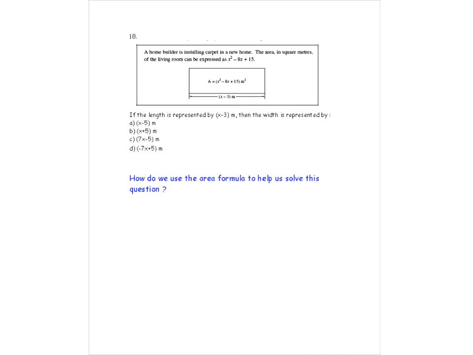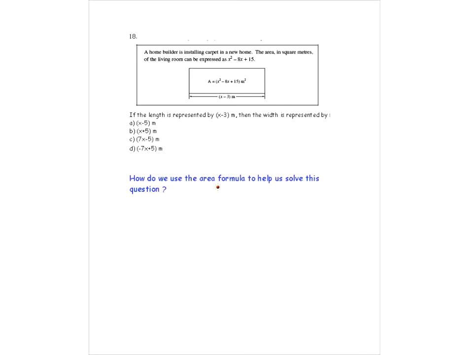All right, so here's one that might be a little bit more challenging. So this one says, a home builder is installing carpet in a new home. The area in square meters of the living room can be expressed as this here. Okay, so this is a trinomial. So it says if the length is represented by this amount, then the width is represented by what amount? Okay, so that's what we have to find out. So the question I have for you is, how are we going to use the area formula to help us solve this question?